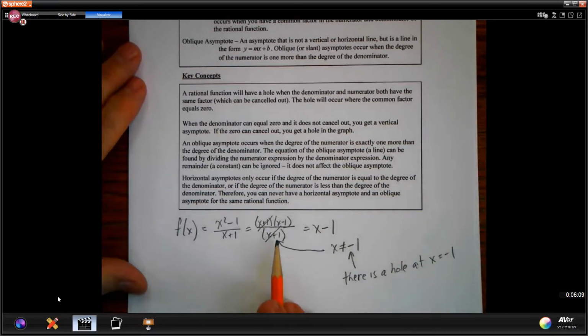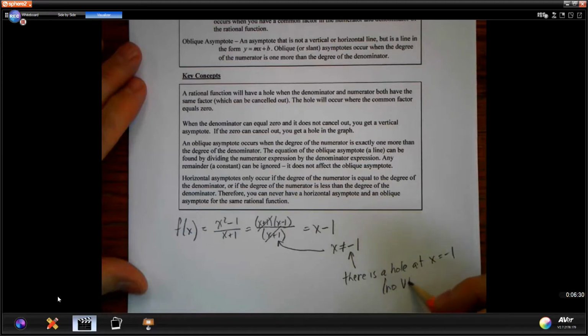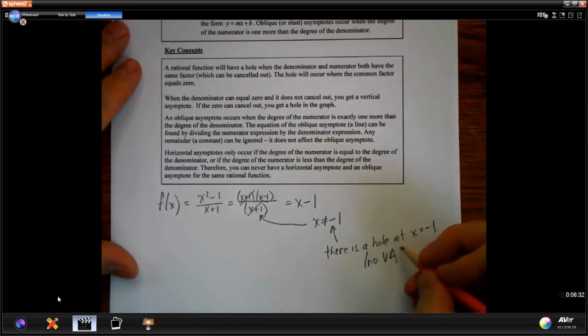And normally you might not look at that and say, oh, there's a vertical asymptote at x equals -1. No, because they canceled, there's no vertical asymptote. So if you do cancel factors, the factor on the bottom does not create a vertical asymptote. In this case, it's a hole. So no vertical asymptote at x equals -1.